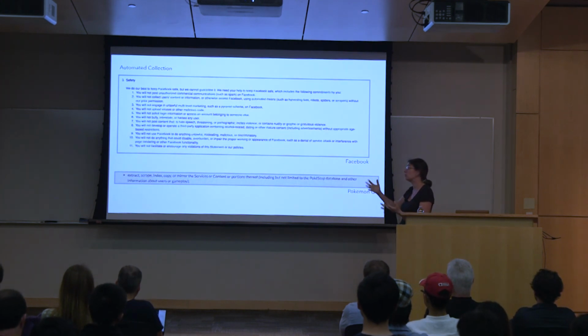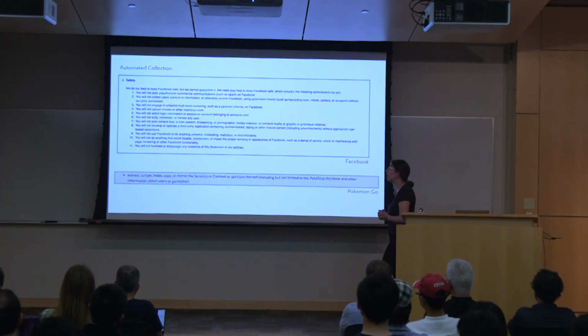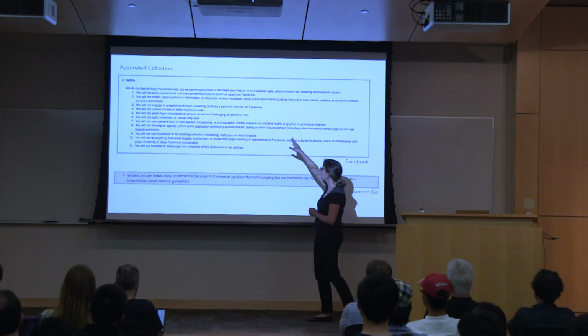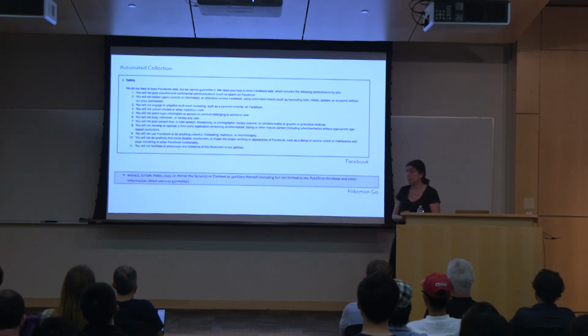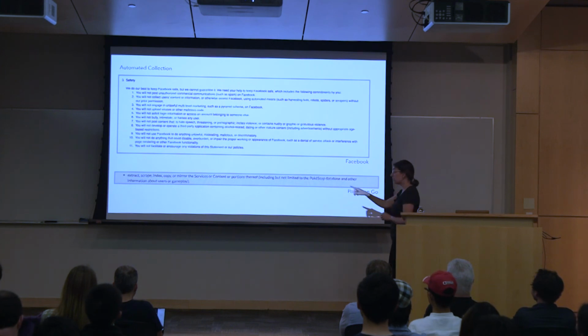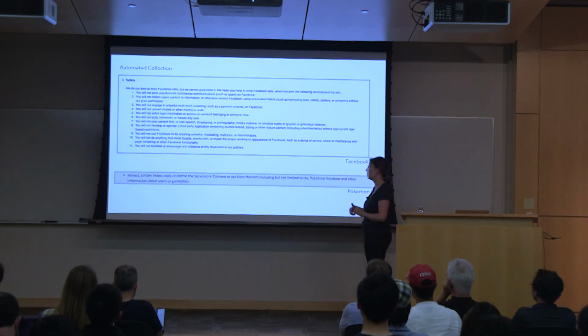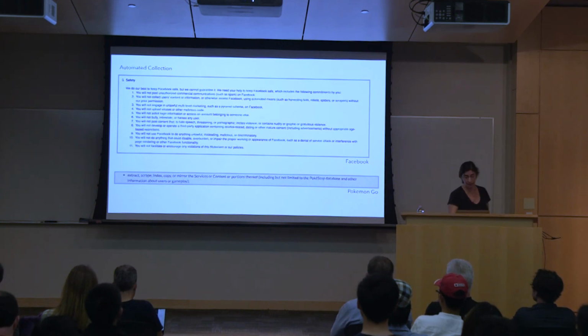This is an example of terms of service for automated collection. The top is Facebook. You basically say that you agree that you're not going to use automated means such as harvesting bots, robots, spiders, or scrapers without prior permission. Bottom is Pokemon Go. You're not going to extract, scrape, index, copy, or mirror the services or content or portions thereof of the content on that site.